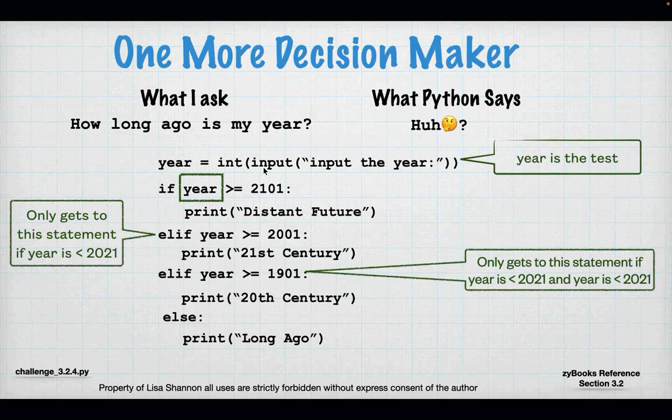So you're only going to get to the next statement when the previous statement evaluated to false. So let's say year is 1801. Well, 1801 is not greater than or equal to 2101. So it's going to drop down to the elif. And the elif is, is 1801 greater than or equal to 2001? Nope, that's false. It's going to drop down to the next statement. It's going to say, hey, is year greater than or equal to 1901? Nope. And then we're going to go all the way down to that else because everything was false. So now it's going to print long ago.